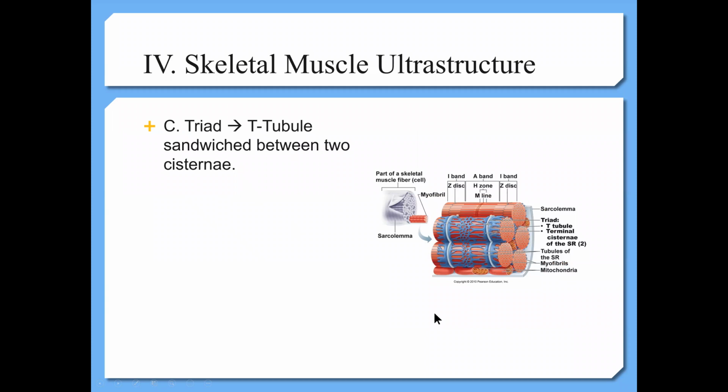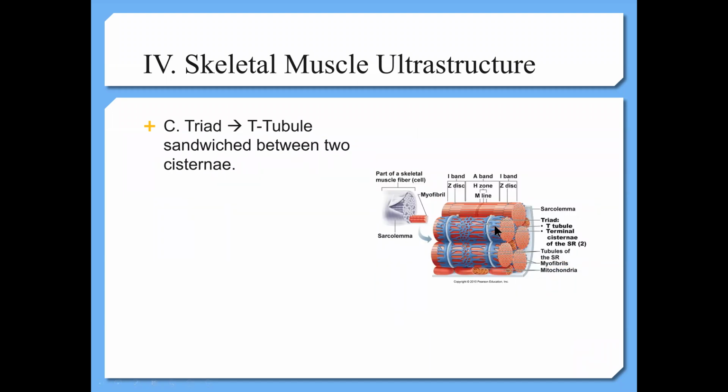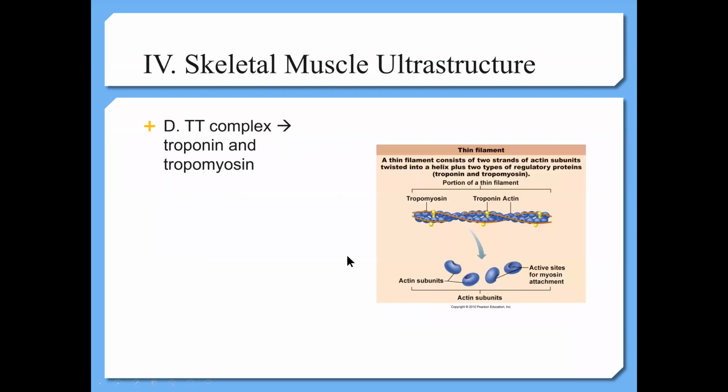There is a triad of T-tubules sandwiched between the two cisterns. So we have this triad of T-tubules between these two cisterns here. Okay, we have a troponin-tropomyosin complex.